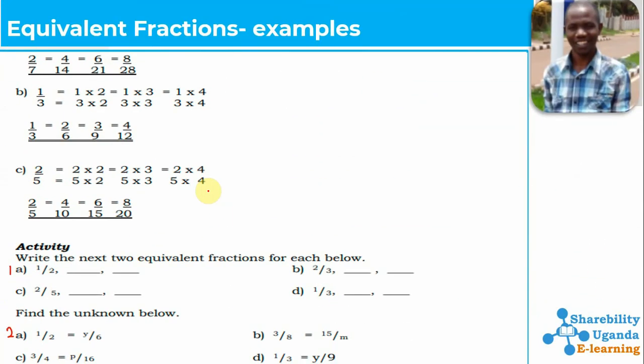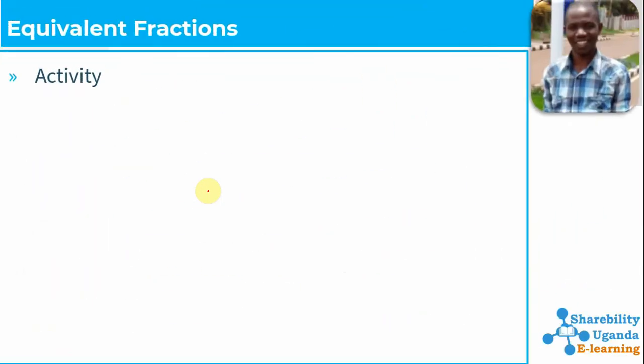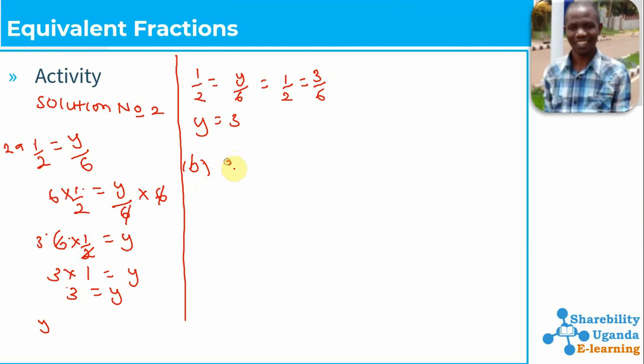Our part B, we have 3 out of 8 is the same as 15 out of m. Part B is 3 out of 8 is going to be equal to 15 out of m. Okay, 15 out of what? Out of m. We said we can also still cross multiply and we get the same answer.